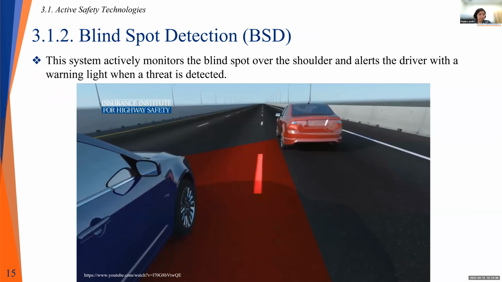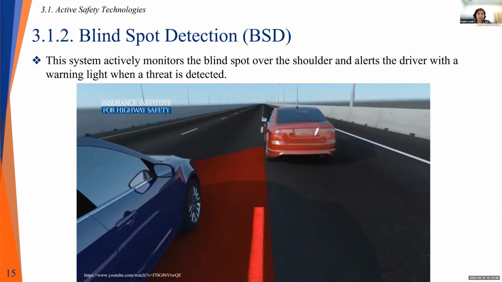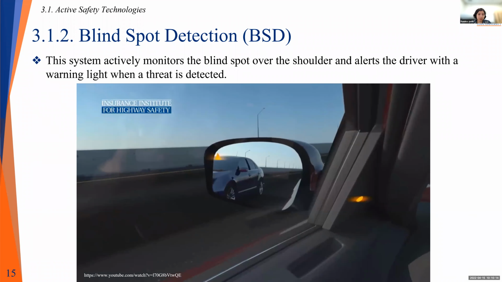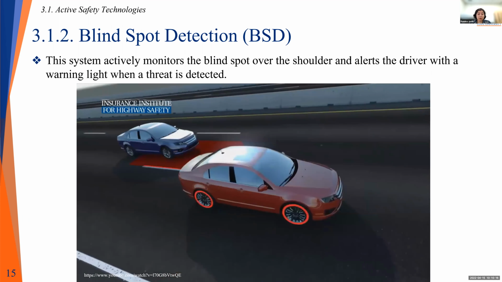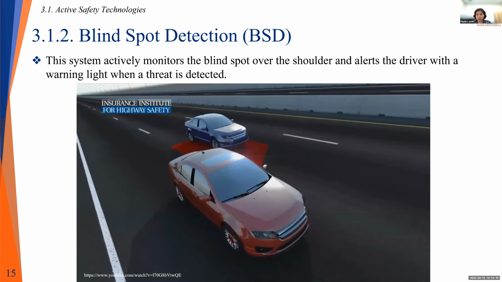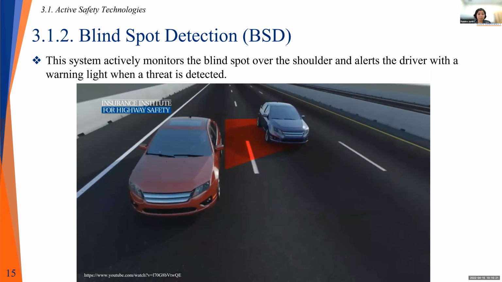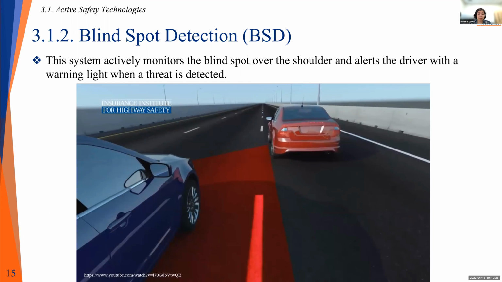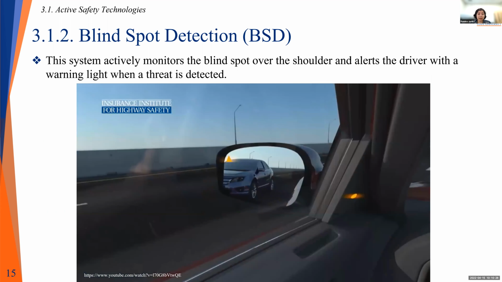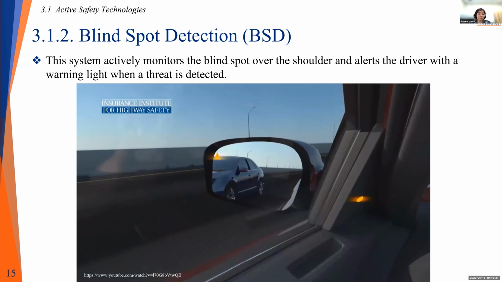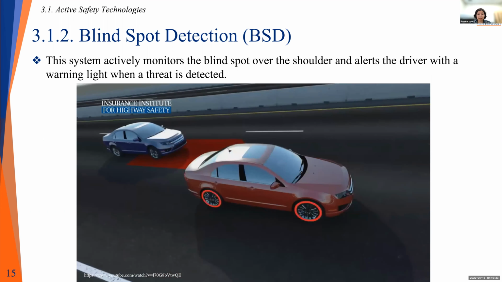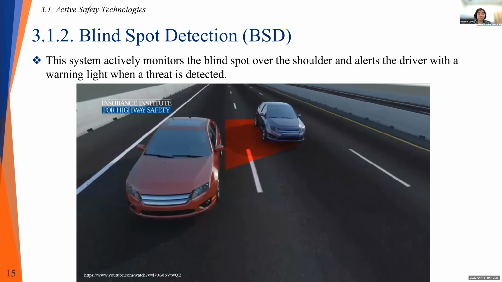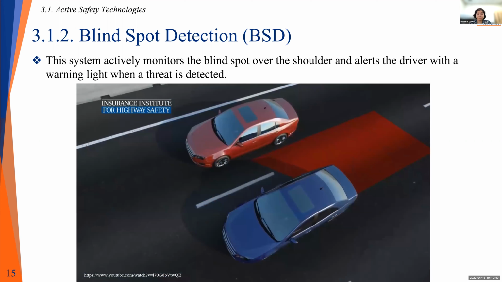The next technology is blind spot detection. Blind spot detection technology and lane departure warning that we talked about in the previous slide are often bundled in a package together. This system actively monitors the blind spot over the shoulder and alerts the driver with a warning light when a threat is detected. It warns the driver when a vehicle approaches quickly into the driver's blind area.